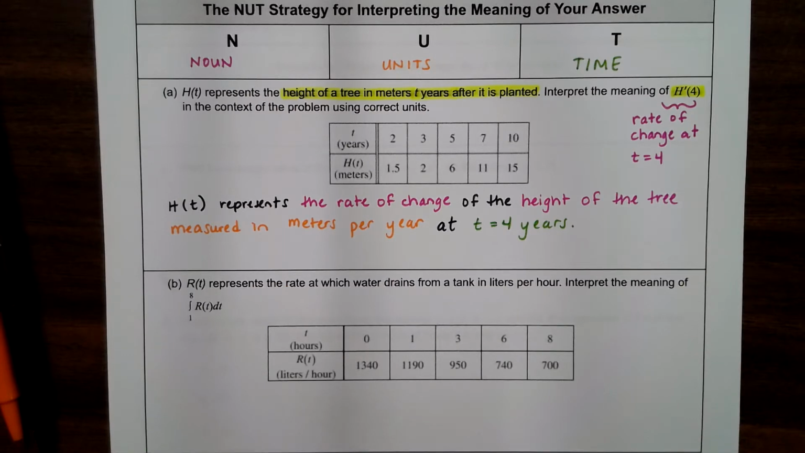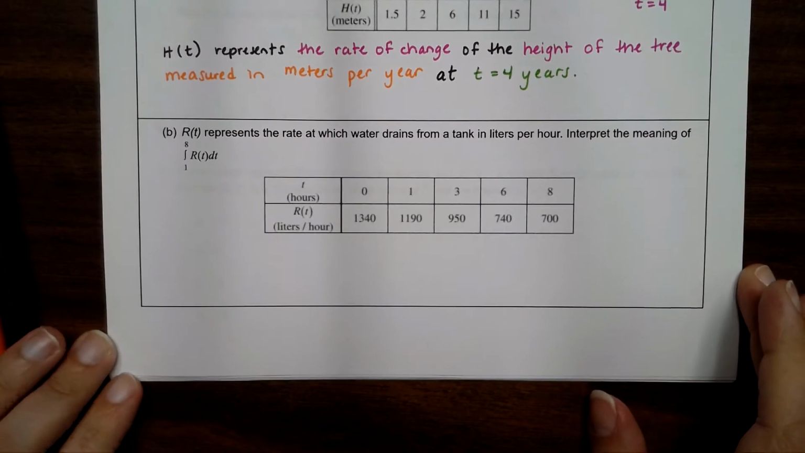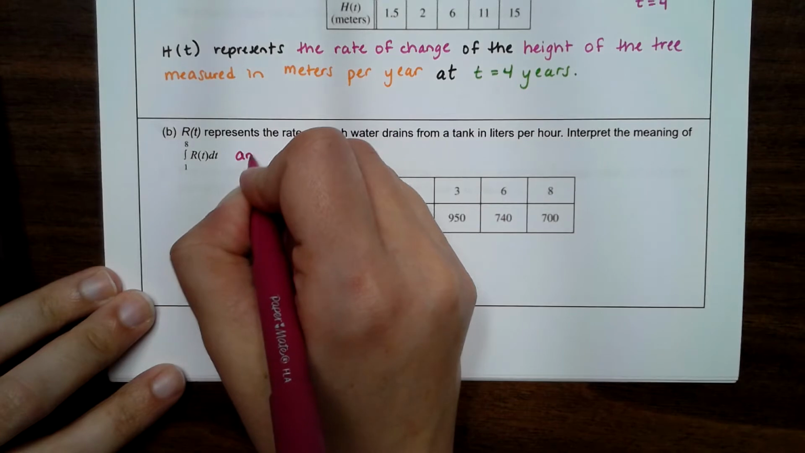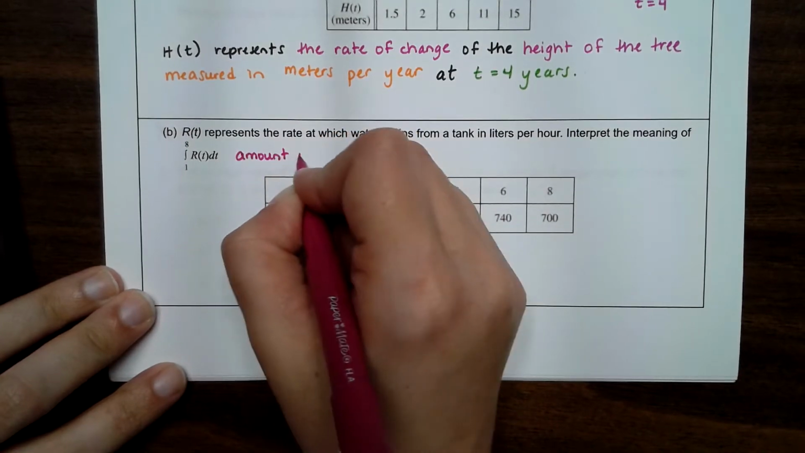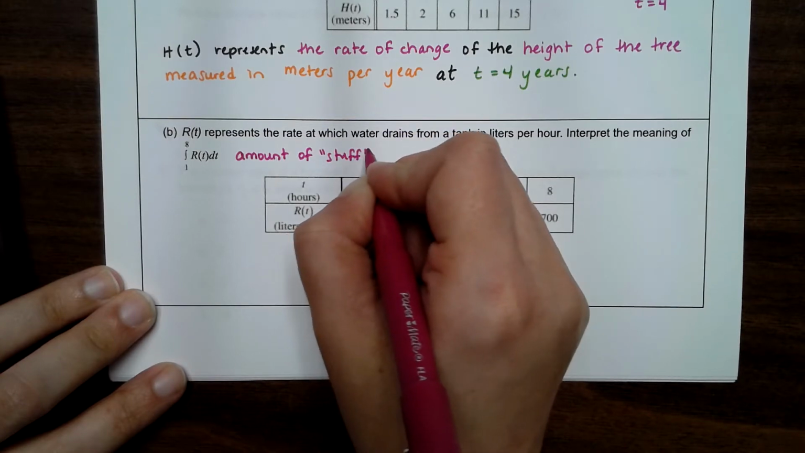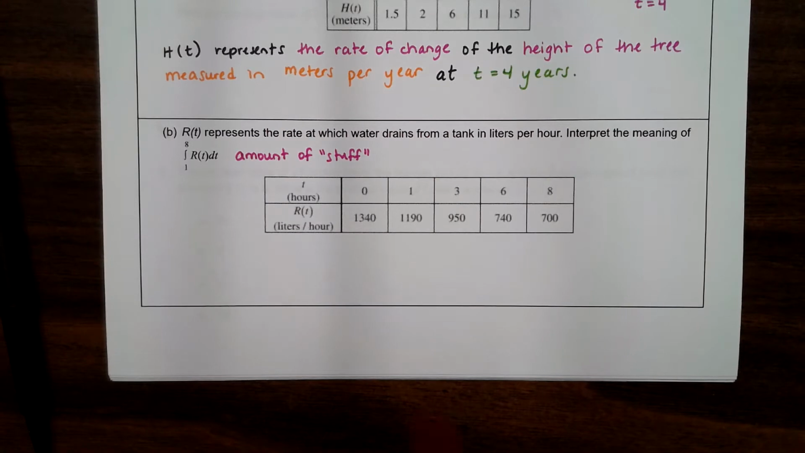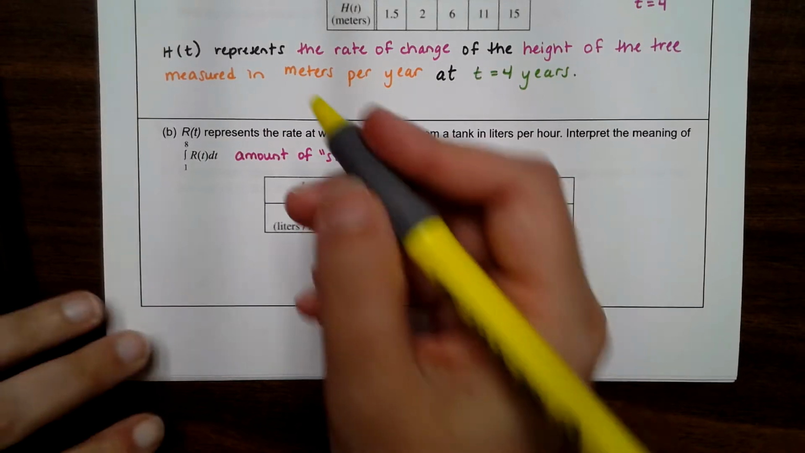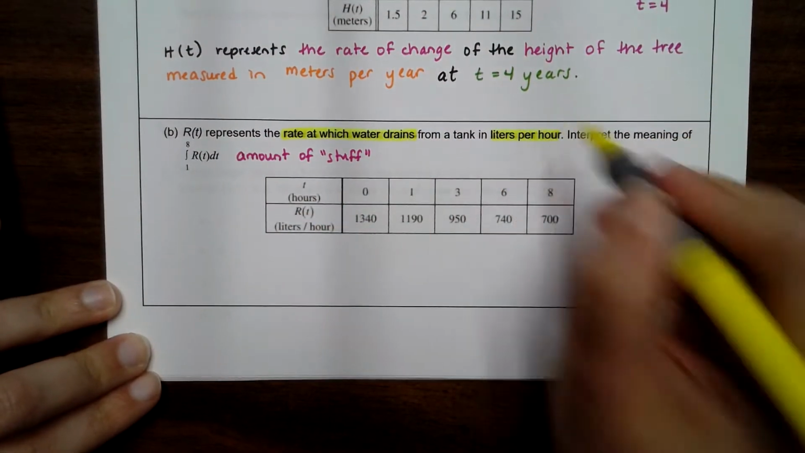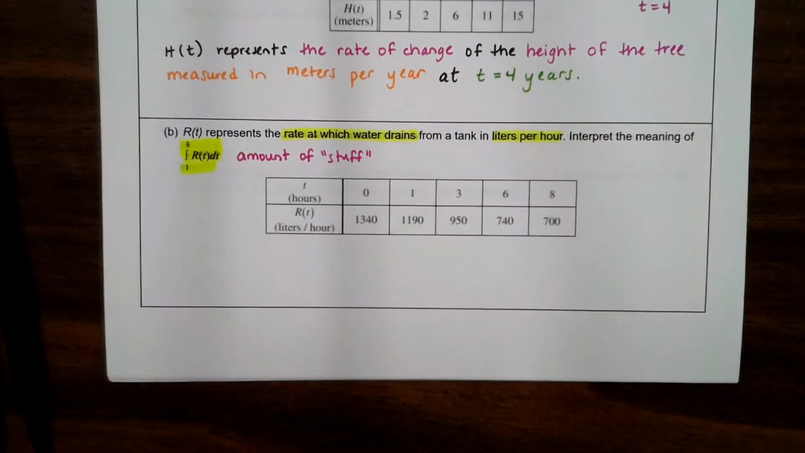For part B, R of t represents the rate at which water drains. Interpret the meaning of the integral. If we integrate a rate, we're getting the amount of stuff that has changed over the interval. So if I integrate the rate at which the water drains, I'm getting the amount of water. Rate at which the water drains in liters per hour. Interpret the meaning of the integral. Those are kind of the key points.